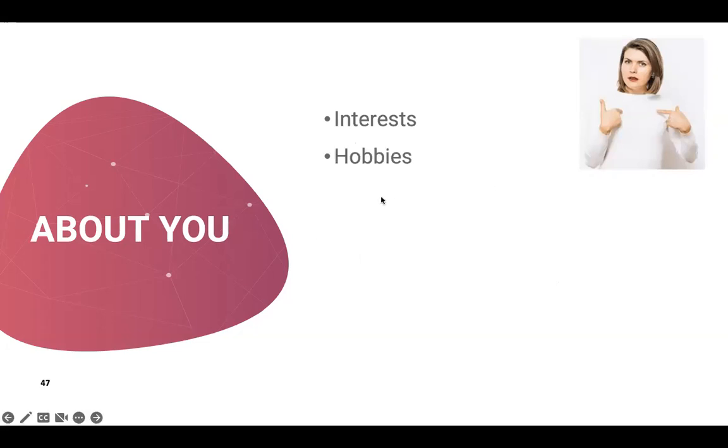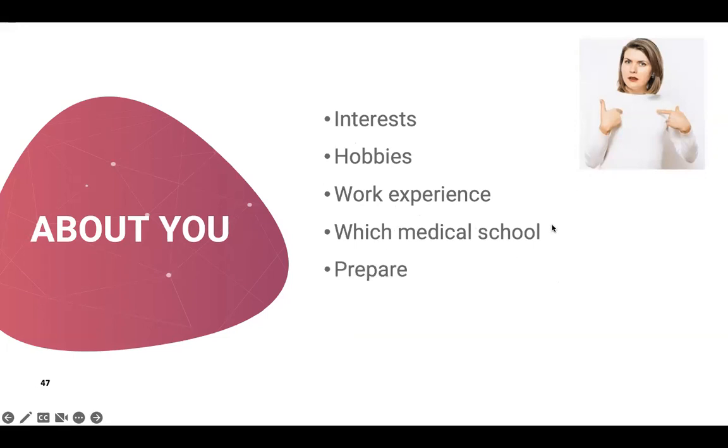So again, hobbies. They might ask you very, very specific questions about your work experience. They may ask you about the medical school itself. So it's really important to prepare, and the reason why is because they are asked at every medical school. So if you prepare for one of them, you're essentially preparing for all your medical interviews, and it just becomes really easy to get the marks for these questions.